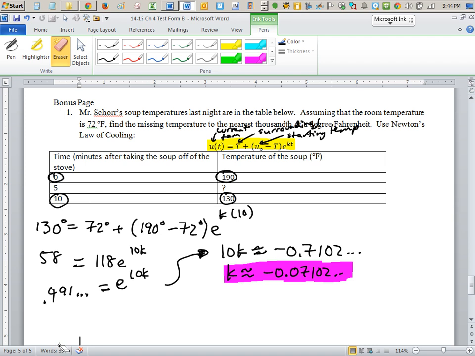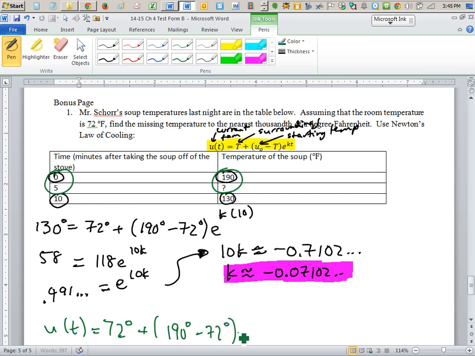So now let's go ahead and restart this. This time we're going to use the first and second data points. So we'll use these two data points. The current temperature, I don't know, so we'll call it U of t. I don't know the current temperature. In a surrounding temperature of 72 degrees at a starting temperature of 190. And this is after a 5-minute wait.